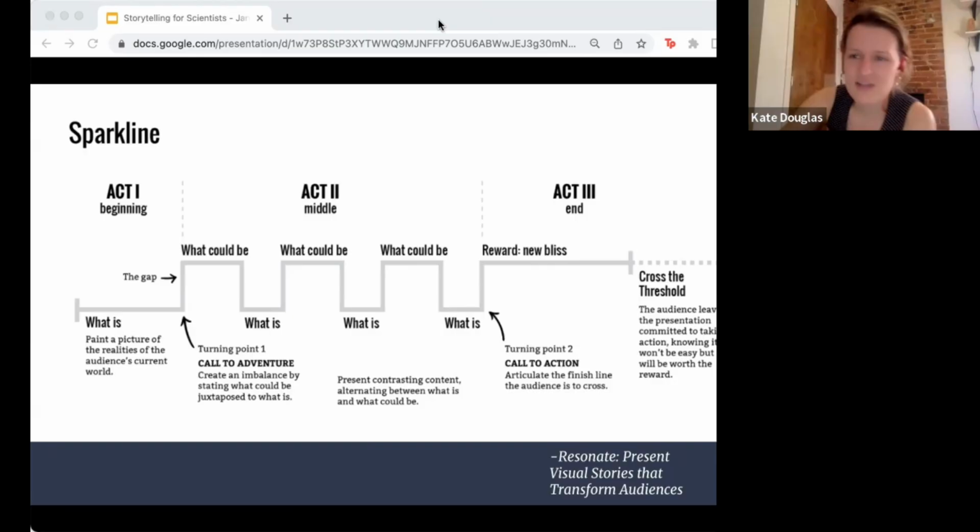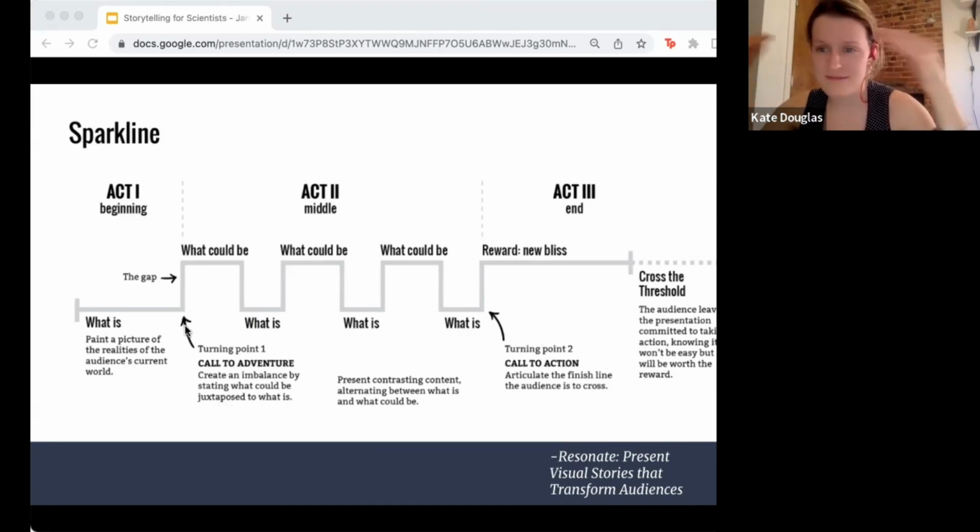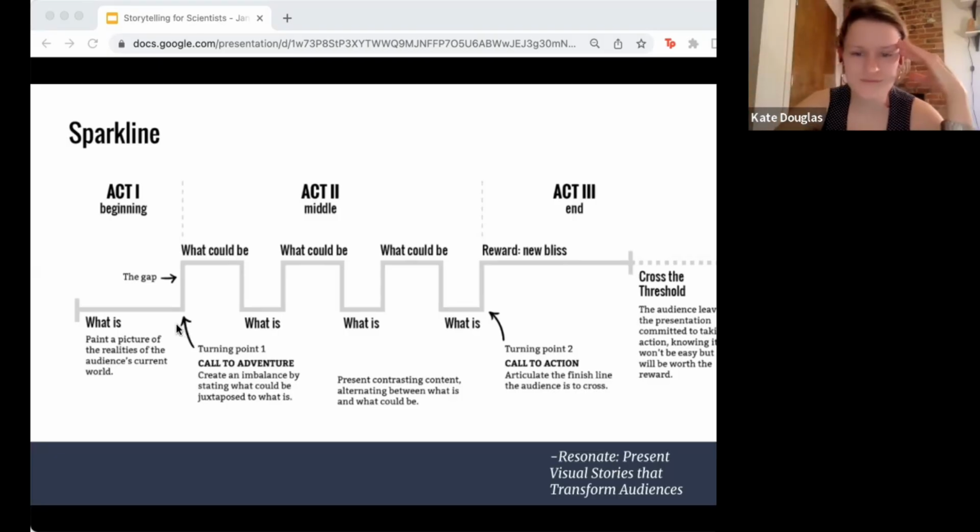So let's actually use this time to take a minute, maybe two sentences, in your field about what is, the state of what is in your field and the state of what could be. We can share it in the chat.